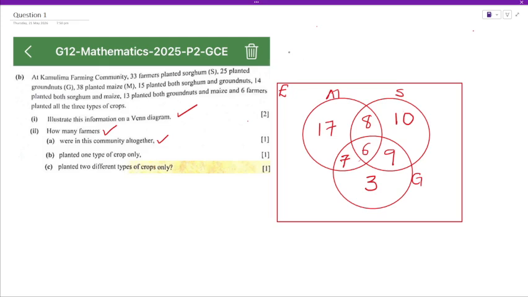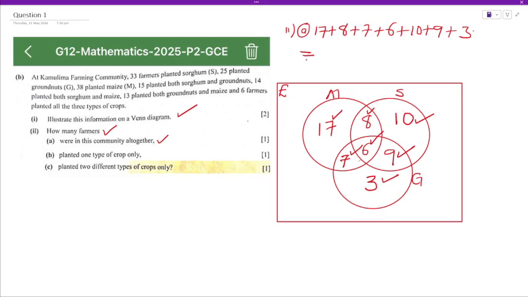So I'm going to say question 2 A. We're going to add everything. 17 plus 8 plus 7 plus 6. Okay? We now say plus 10 plus 9 plus 3. This is what is going to give us the total now. When you add those values, what do you get?